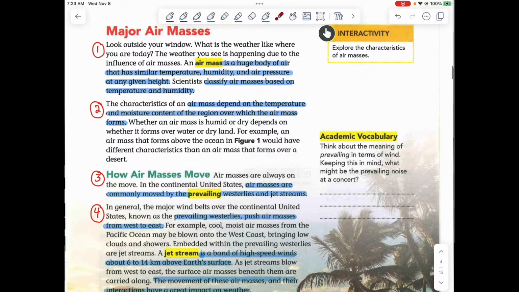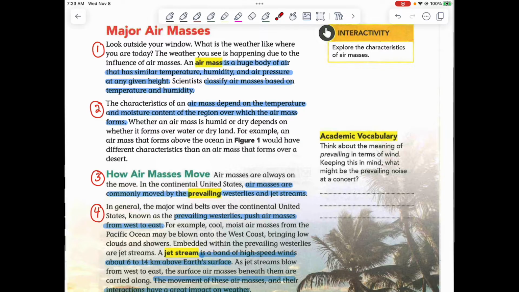In my first paragraph, what I looked for is vocabulary, the definitions of the vocabulary, and what are the big ideas in each paragraph if there was something that stood out. So my first major idea that I'm looking at is major air masses. So I highlighted after air mass in paragraph 1 is a huge body of air that has similar temperature, humidity, and air pressure at any given height.